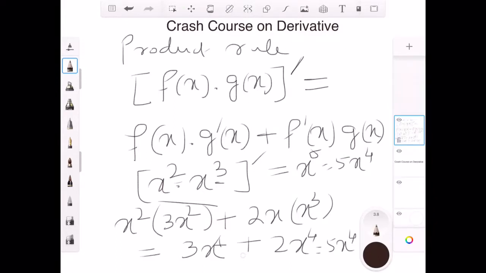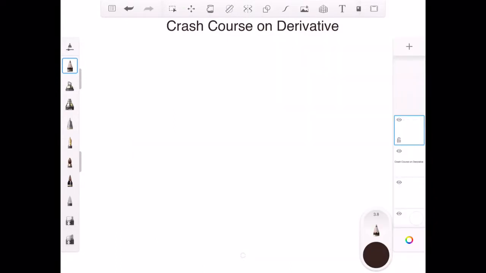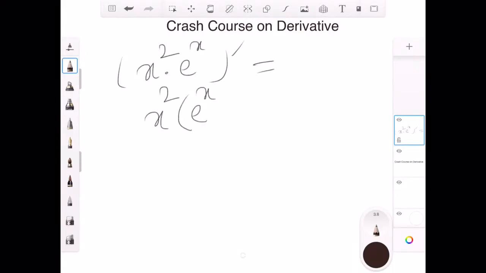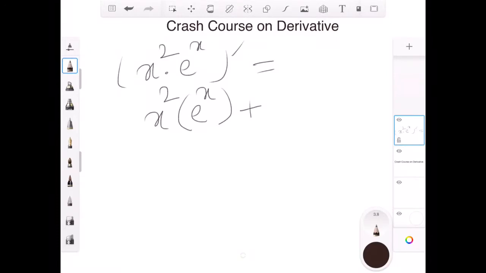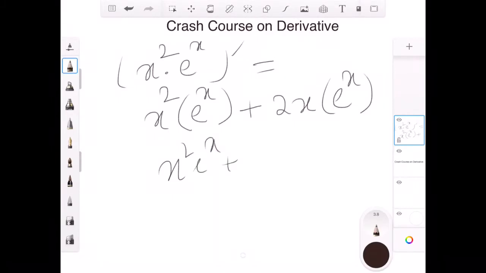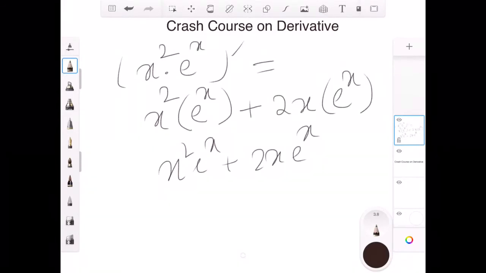Let's take another example for the product rule. Suppose I have x square times e to the power x, and I have to take the whole derivative of this one. It would look like the first term, x square, times the derivative of e to the power x, which is e to the power x itself, plus the derivative of the first term, which is 2x, and the second term remains as it is. So it becomes x square e to the power x plus 2x times e to the power x. So this is the second rule.